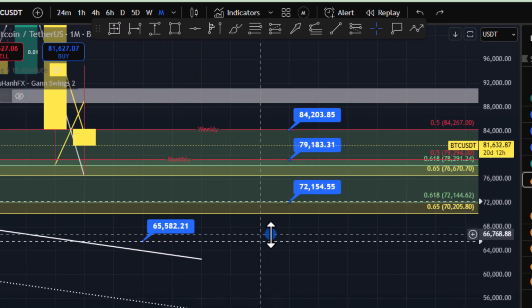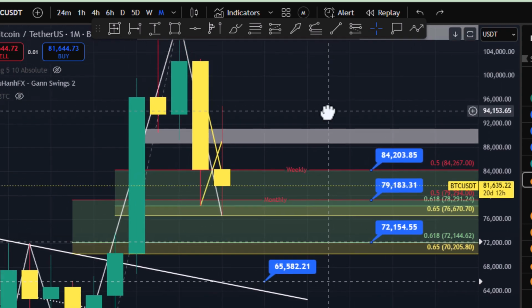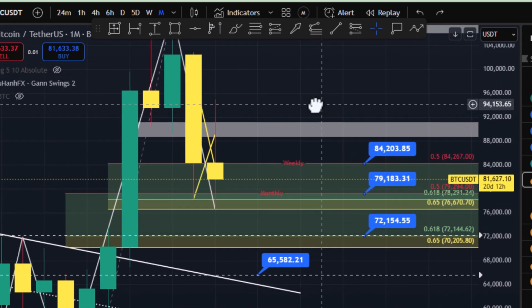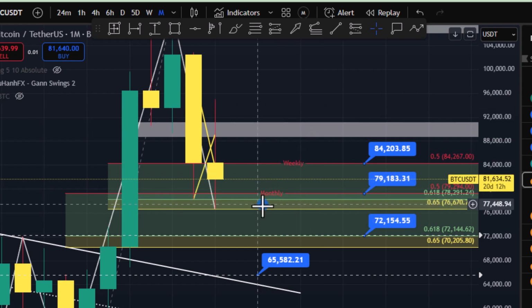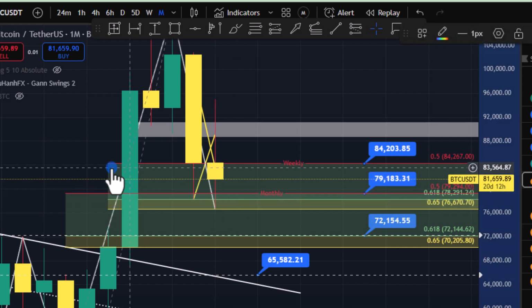Let's get those back on. There we go. Those are the areas of interest for me, and it's only Bitcoin for me at this moment. I may take some trades in ETH, but we'll look at that as a separate video. So we've come down here into this area. That's where we are right now, right?